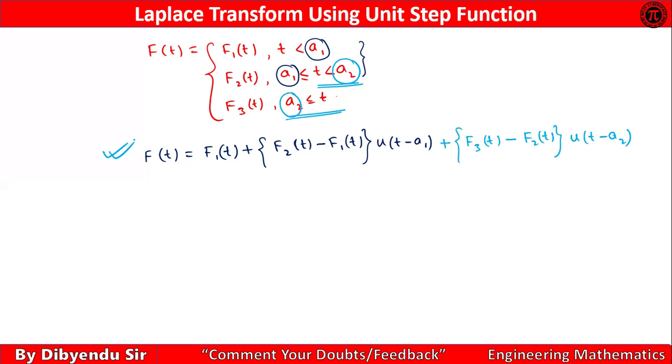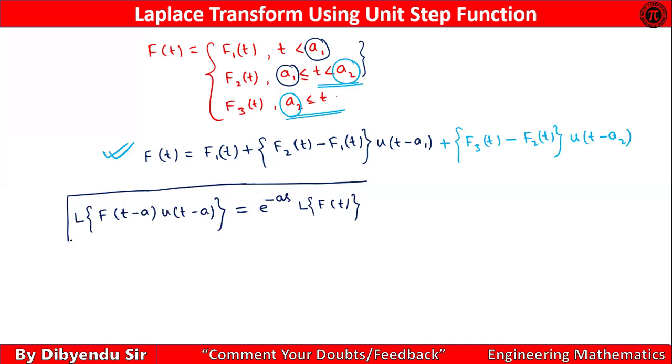Now you have to apply the Laplace transform on this expression. You have a property of the Laplace transform for the unit step function, and the result is: Laplace of f(t minus a) u(t minus a) equals e to the power minus a s times Laplace of f(t). Very useful result, and actually this is the original formula of the Laplace transform on the unit step function.